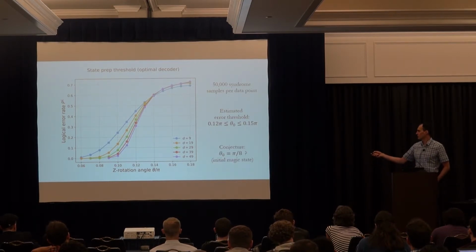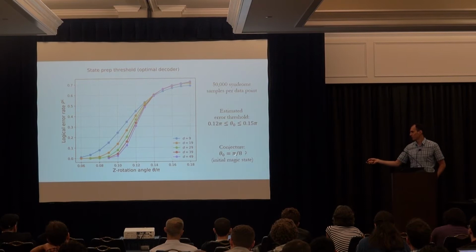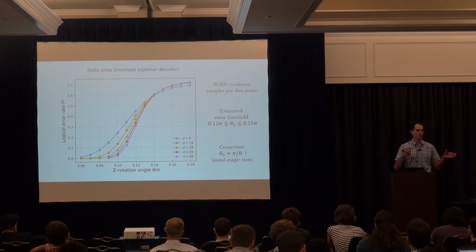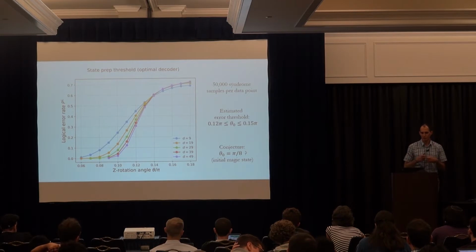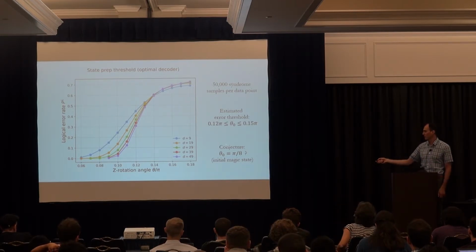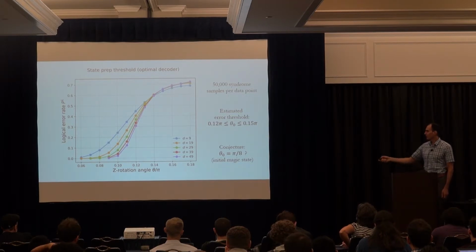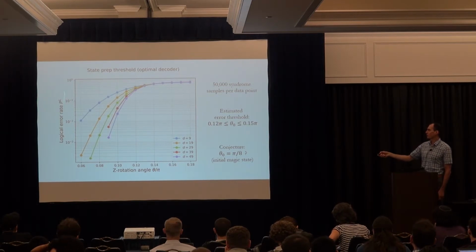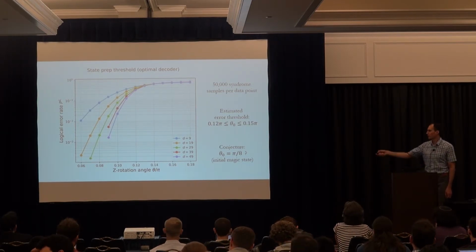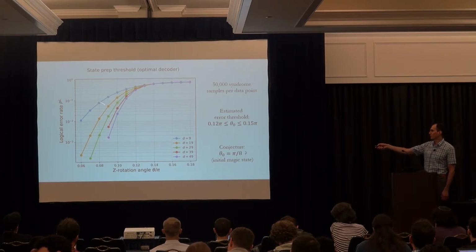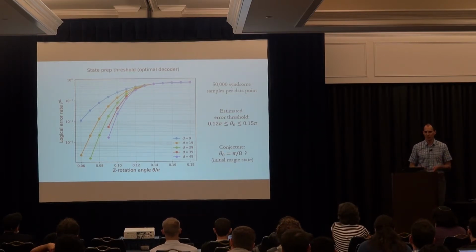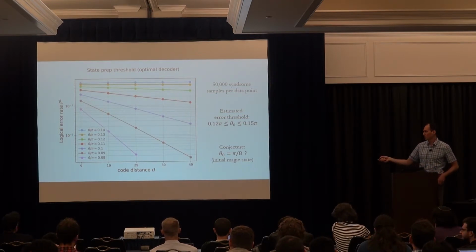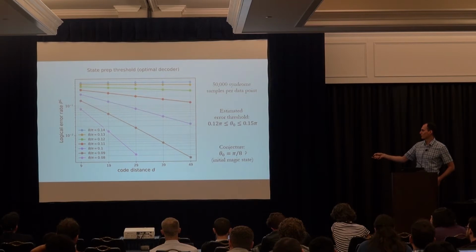And actually, this value is very close to pi over 8. If we pick theta equals pi over 8, this means that our initial state is a product of magic states. So a natural conjecture would be that this is actually the error threshold. Now, if you look at the region below the threshold, you can plot the same data using log scale. As expected, as you increase code distance, the logical error rate decreases exponentially. These are the same data, but the horizontal axis is the code distance.